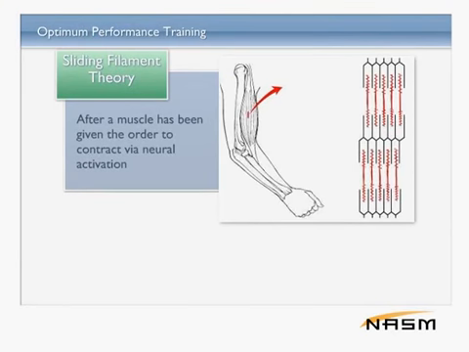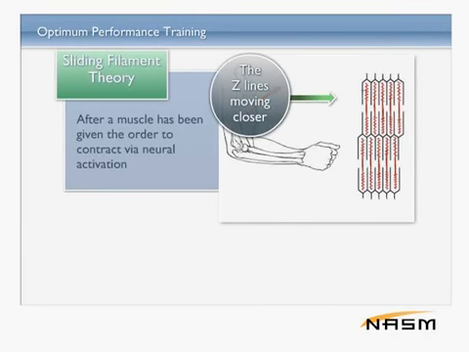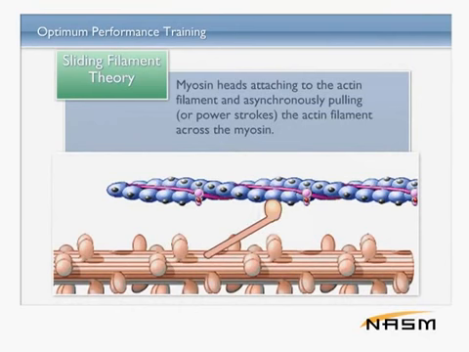A sarcomere shortens as a result of the Z-lines moving closer together. The Z-lines converge as the result of myosin heads attaching to the actin filament and asynchronously pulling, or power strokes, the actin filament across the myosin.